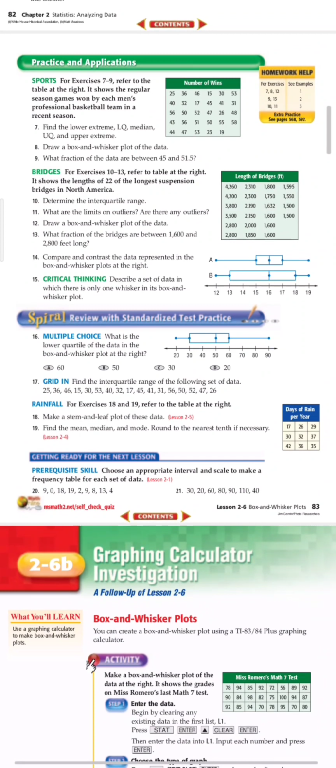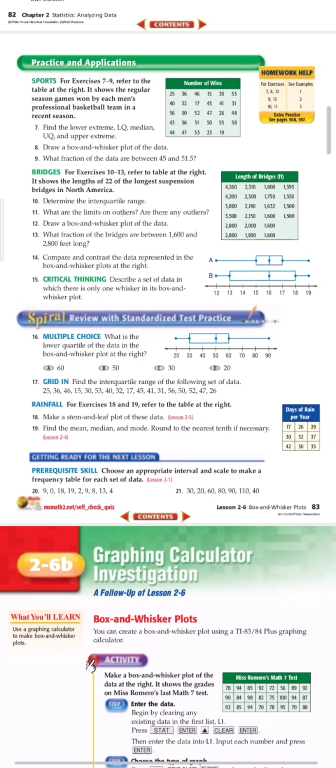Practice and application. Sports for exercises 7 to 9. Refer to the table at the right. It shows the regular season games won by a professional basketball team in a recent season. 7. Find the lower extreme, lower quartile, median, upper quartile, and upper extreme.